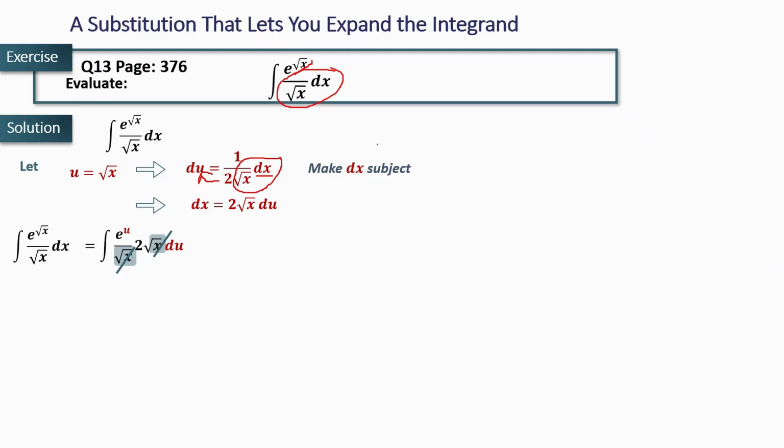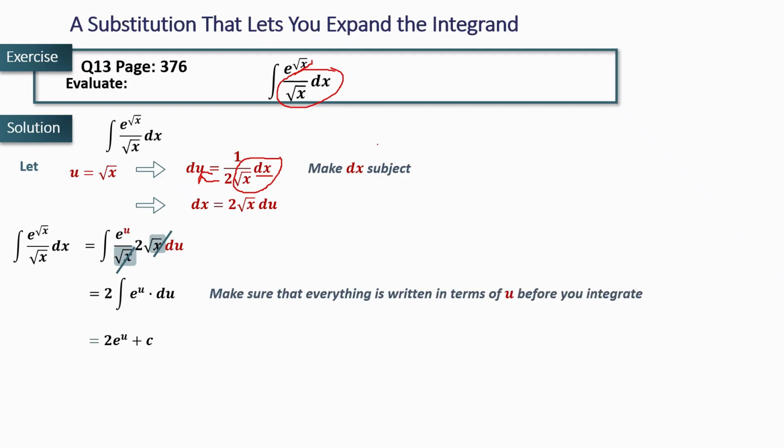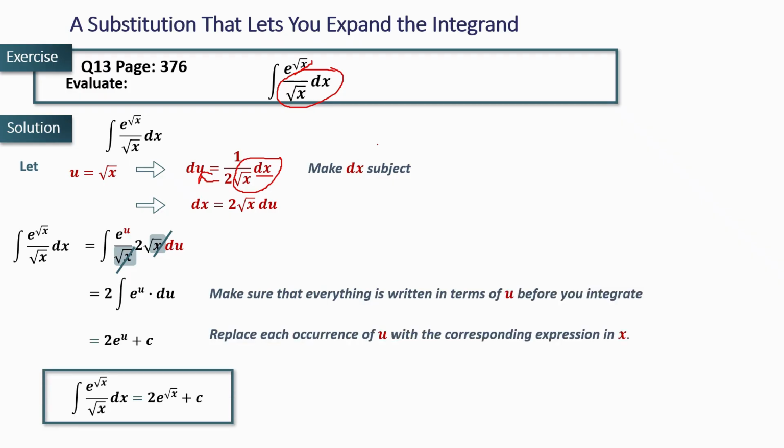2 is a constant, you can take it outside. And what about the integral of e power u du? Exactly, e power u plus c. Now you can replace your u with the assumption, that is root x. Either you can do it like this, or as I mentioned in the beginning, you can have dx by root x, and in place of dx by root x, you can substitute 2 du. Then again you will get the same step.